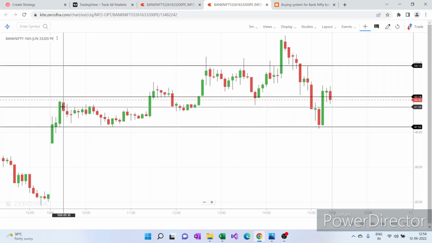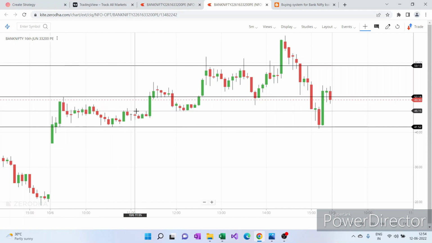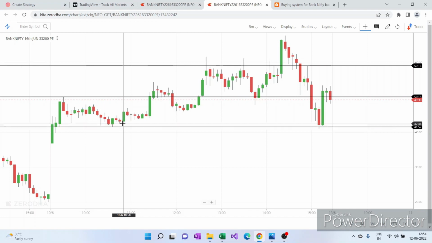The range we watch is from 9:30 to 11. So this is 9:30 and this is 11. The lower range is this one, and the higher range is this one. Now there is a wait and trade of 10 points. Once the higher range is broken and it has gone 10 points more than that higher range, then I'm going to take a trade.